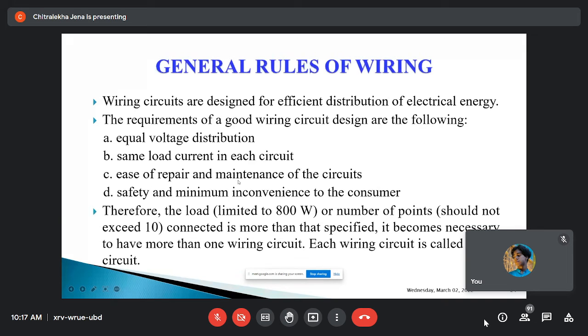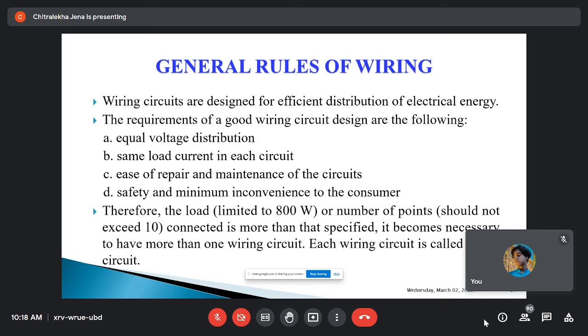There are different circuits in our house, so the same load current will be there. Ease of repair and maintenance of the circuit. Okay, there should be ease of repair. That means suppose in your study room, one bulb is not working. When you come to repair that bulb, are you disconnecting everything? Your fan is not working also at that time. If you are repairing a bulb and you have switched on your fan, when you are connecting another bulb in that holder, are you disconnecting your fan also?